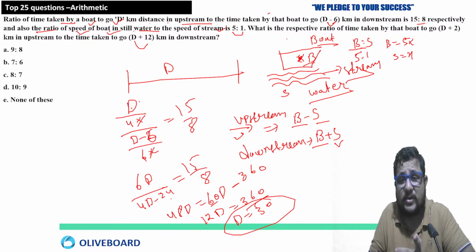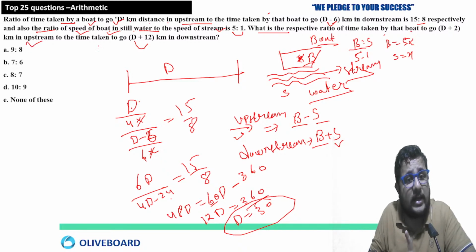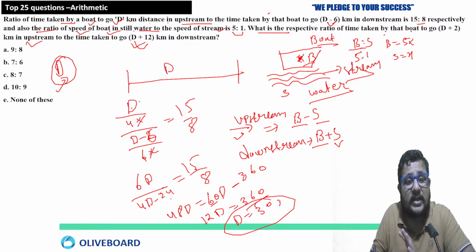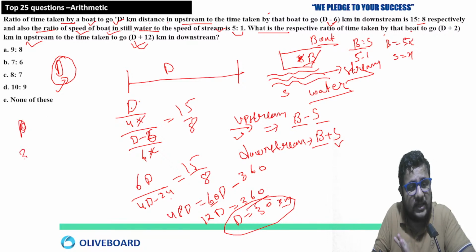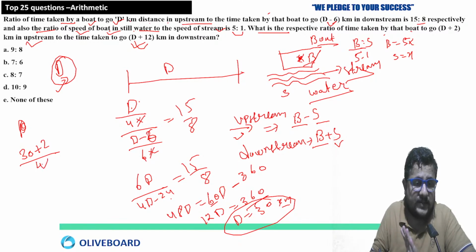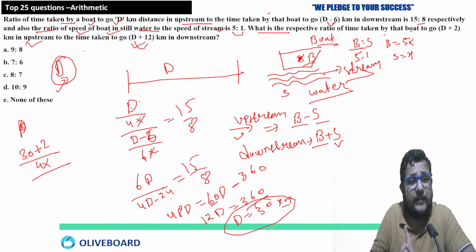If d is 30, because see, what we need to find out is the respective ratio of time taken by boat to go d plus 2 in upstream and time taken to go d plus 12 kilometer in downstream. So we can calculate that, but we need the value of d for that. If we don't know d, then how can we? So now we know d is 30 kilometer. If d is 30 kilometer, now just calculate d plus 2 in upstream. So d plus 2 means 30 plus 2 by upstream speed, that was 4x, upon d plus 12, 30 plus 12 by 6x downstream speed, equal to what?